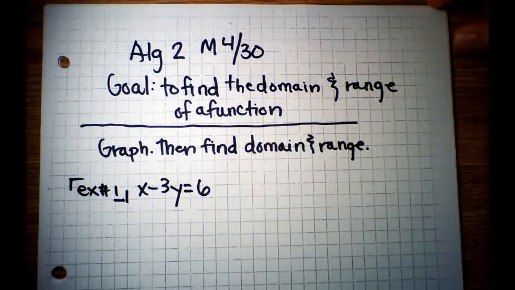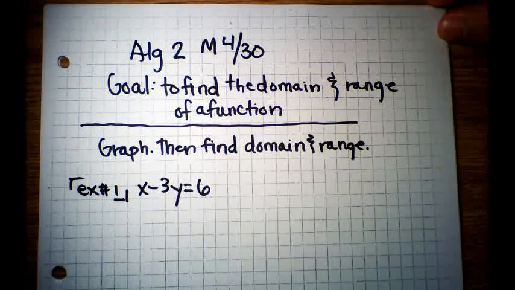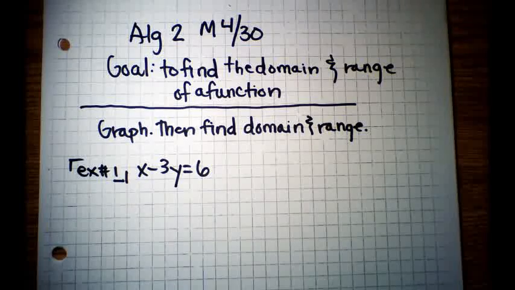It's x minus 3y is equal to 6. This is a linear function, meaning that when we graph this, it's going to be a line. We need to solve for y first, and after that, find the slope, or find the y-intercept, and then graph those. So let's start off with that.